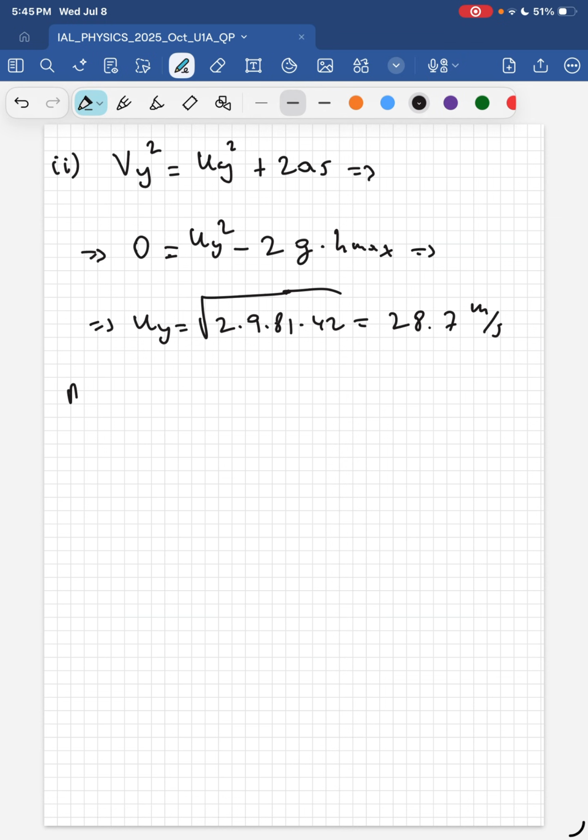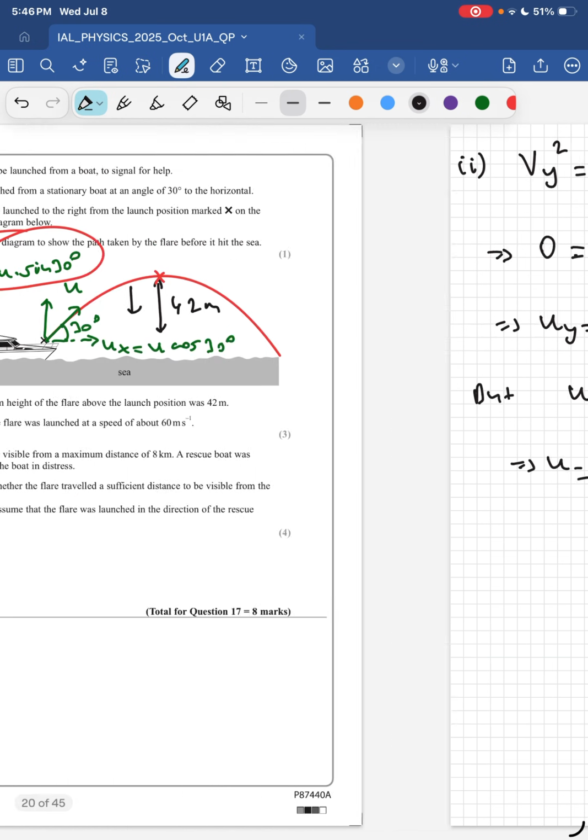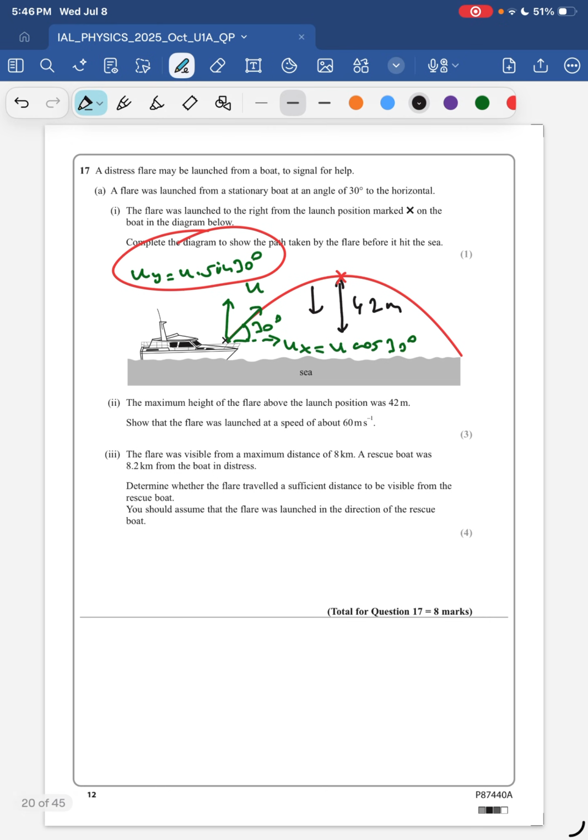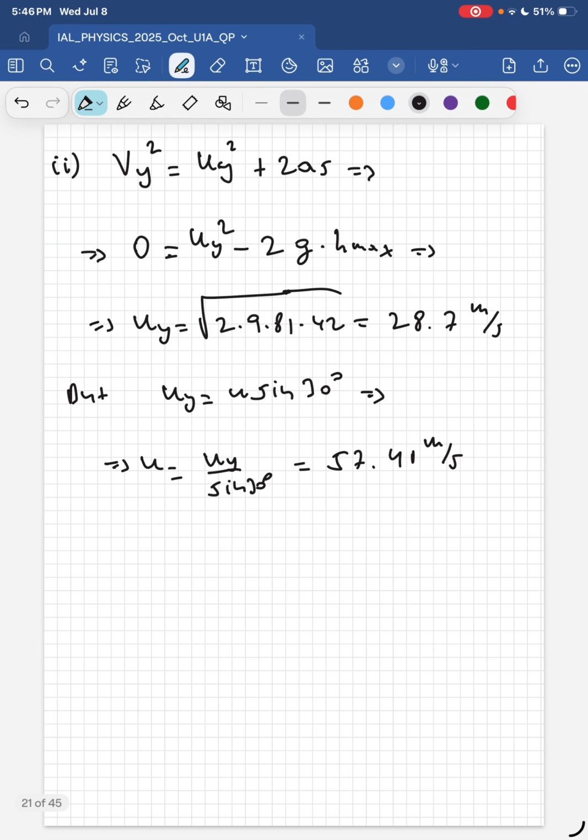Okay, but uy is u sine 30 degrees, right? So u, the launch velocity, is uy over sine 30 degrees, which is 57.41 meters per second. Do they specify anything? Yeah, they say about 60 meters per second, so we're close. Okay.